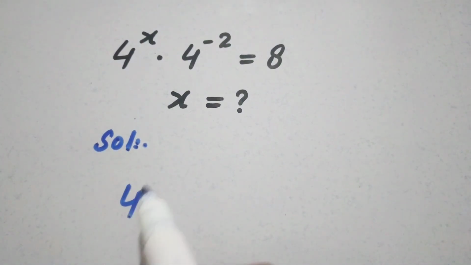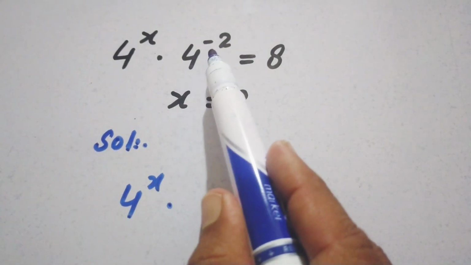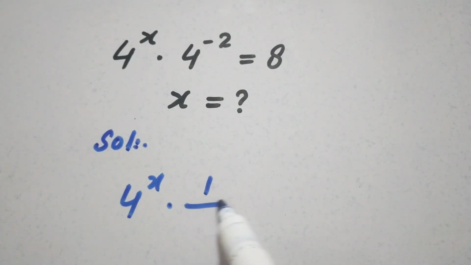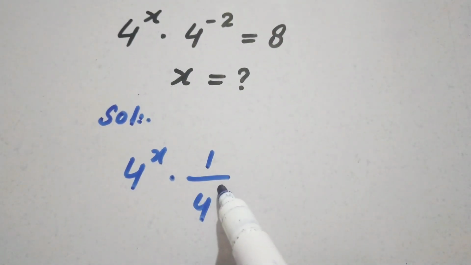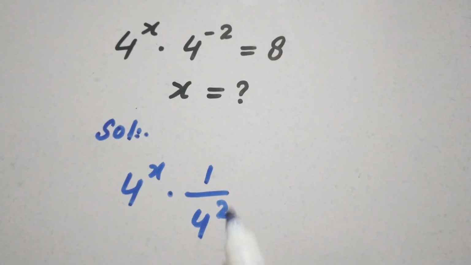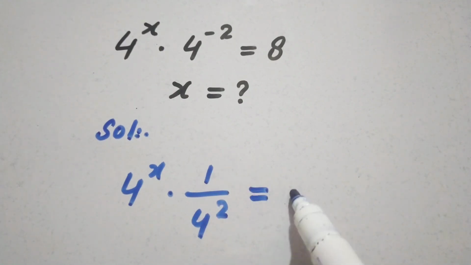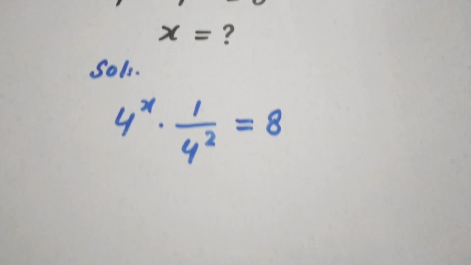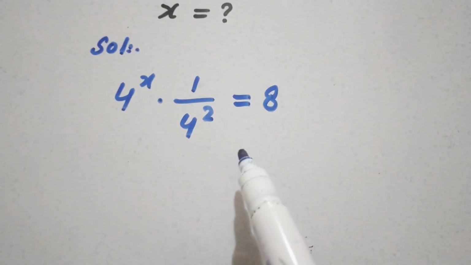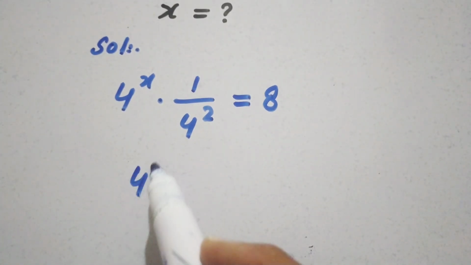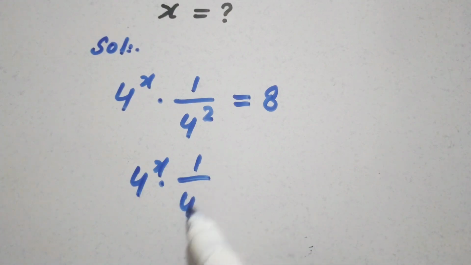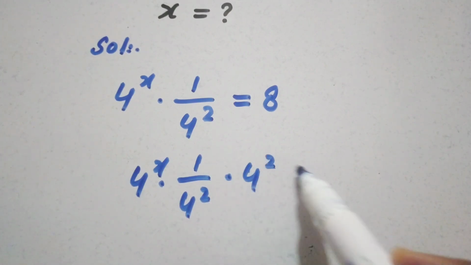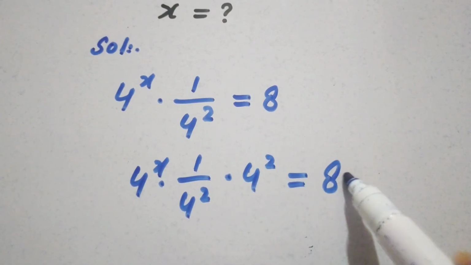First of all, 4 to the power x and 4 power minus 2, we can write this as 1 divided by 4 power 2. This power minus 2 will be plus 2 when we move this from numerator to denominator, and this whole thing is equal to 8. Now multiplying both sides by 4 squared, we get 8 multiplied by 4 squared.